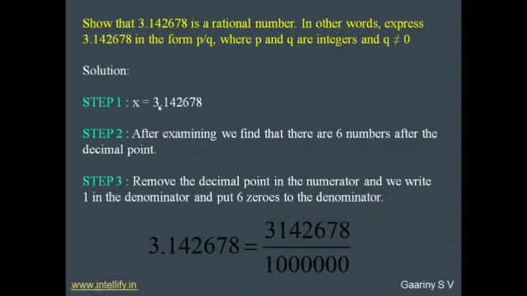Remove the decimal point in the numerator and write 1 in the denominator. You just have to add the number of zeros as you calculated in step 2. There are 6 numbers after the decimal point, so you are adding 6 zeros in the denominator. This is so simple, right? This can be written in the form of p by q, so it is a rational number.